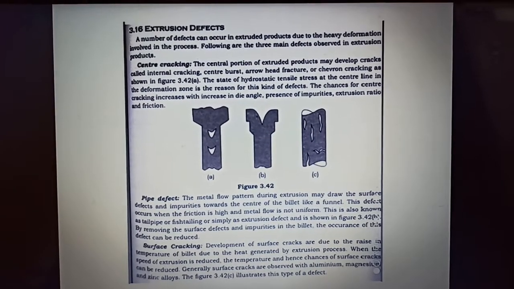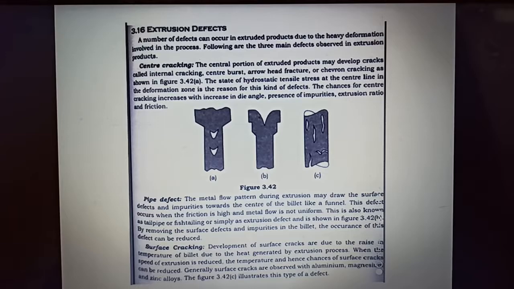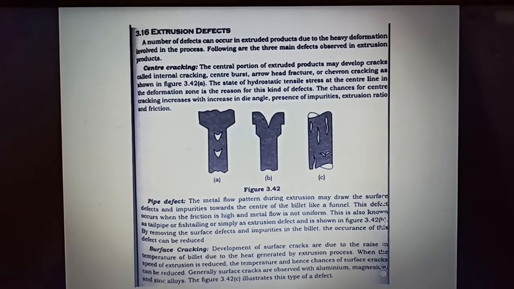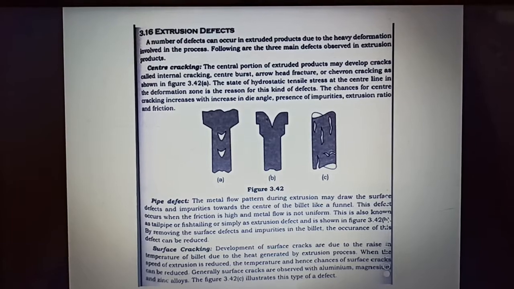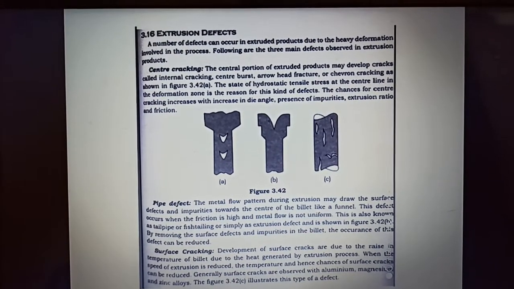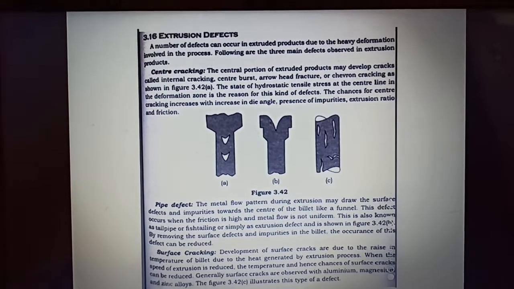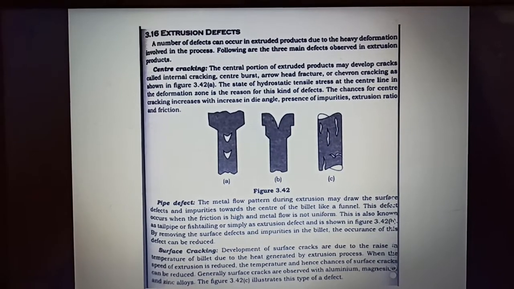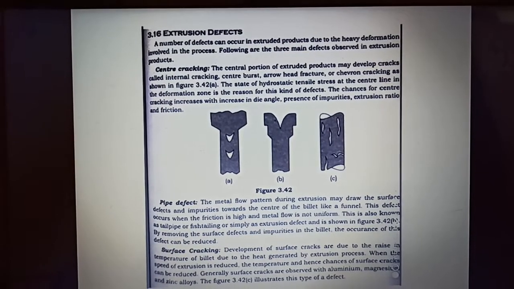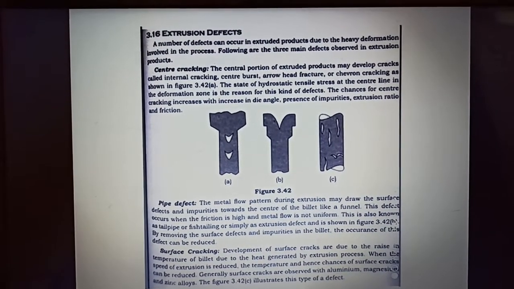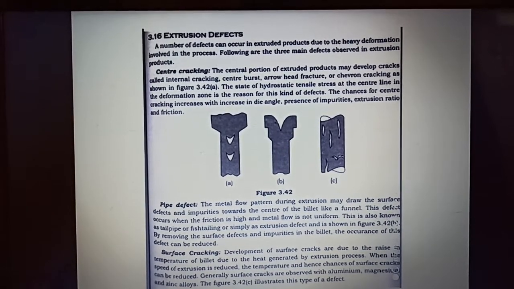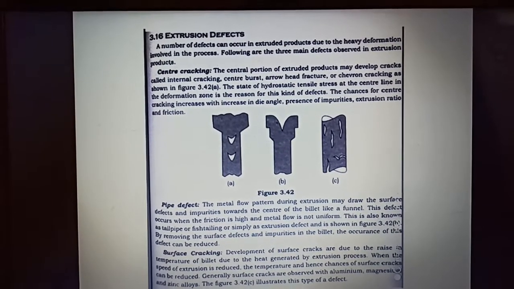The first diagram shows center cracking. Here the cracks are formed in the center portion of the extruded product, and you can clearly see it in this diagram. The central portion of the extruded product may develop some cracks, which are called internal cracking, central burst, or arrowhead fracture, etc.